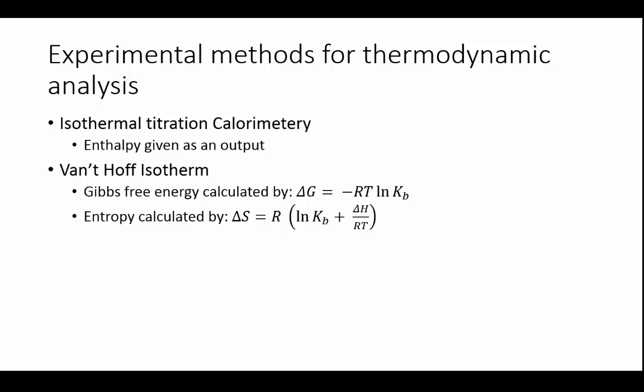The Gibbs free energy is calculated by using the equation delta G equals minus RT ln Kb. The entropy is calculated by using the equation delta S equals R open brackets ln Kb plus delta H over RT close brackets. For each instance, R is the universal gas constant, T is a temperature, Kb is the binding constant between the drug and the inclusion molecule, and delta H is the enthalpy at the temperature T.